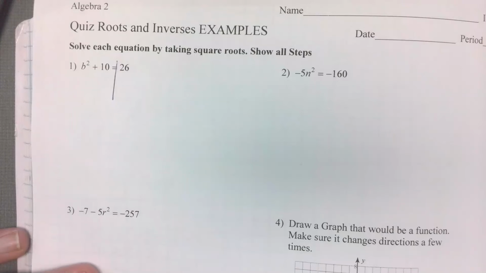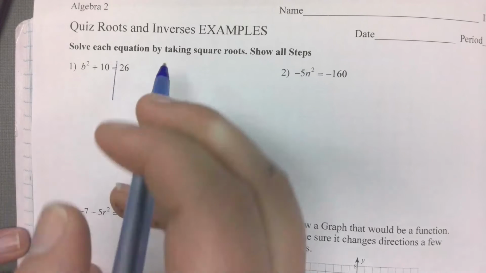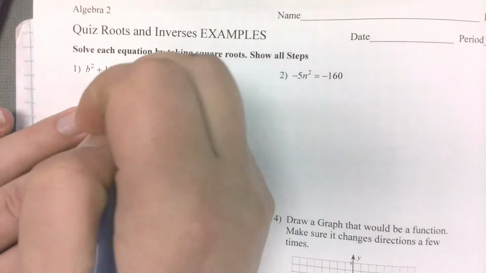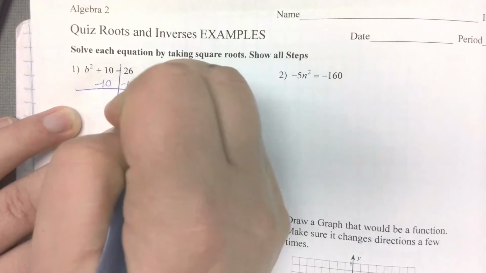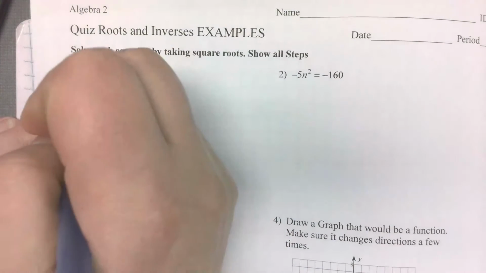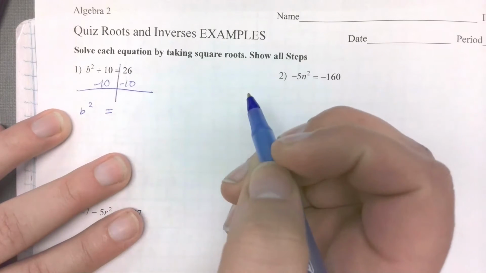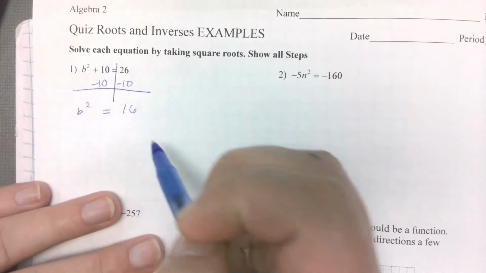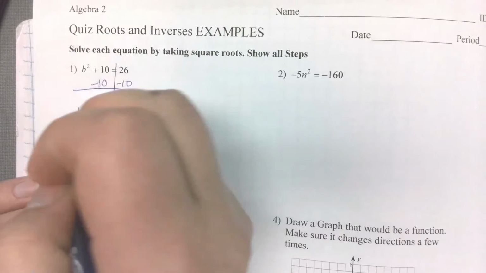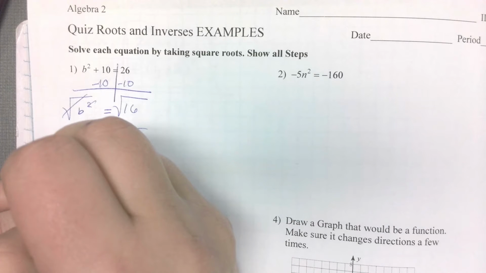The b squared, so what do I need to move? How do I move the 10? Add, subtract, multiply, or divide? What's 26 take away 10? How do I get rid of a square? What's the square root of 16?